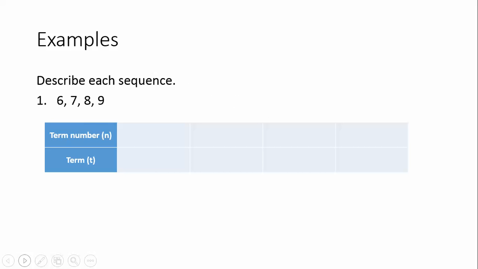So let's describe the sequence. We're told the sequence is 6, 7, 8, 9. Sometimes using a table is handy. The term number and the term, again, remember to keep these two straight. The term number is what's the first term in the sequence? Well, the first term is a 6. The second term is a 7. The third term is an 8. And the fourth term is a 9.